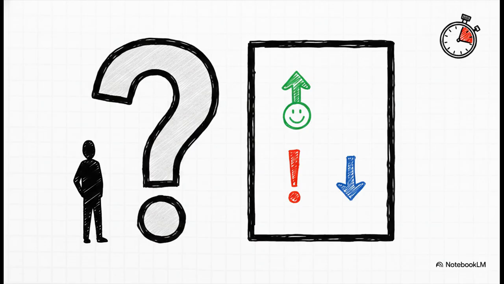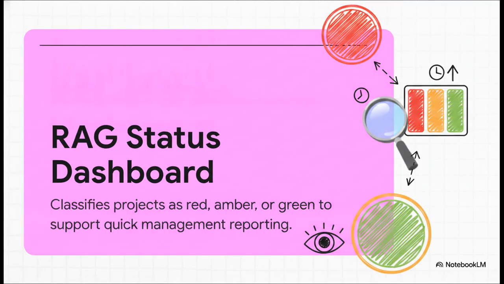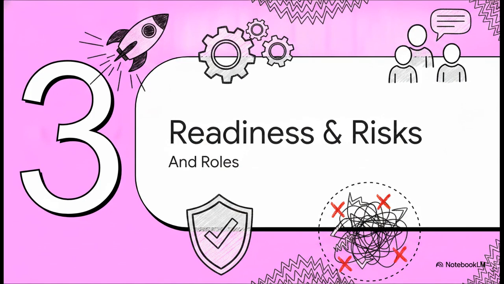Which implementation tool would you use? Take 5 seconds to decide. Okay, time's up. You would use a RAG status dashboard. A RAG status dashboard classifies projects as red, amber, or green to support quick management reporting. It's fantastic because it instantly flags what needs leadership's immediate attention without bogging them down in the weeds. Section 3, Readiness, Risks, and Roles. Let's shift gears and look at pre-launch prep.